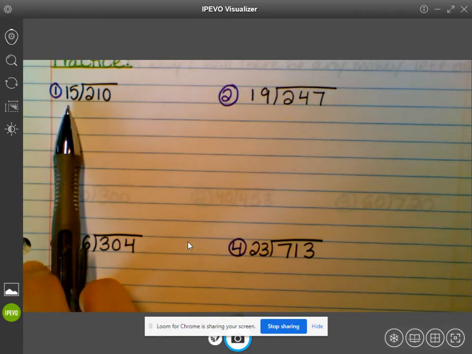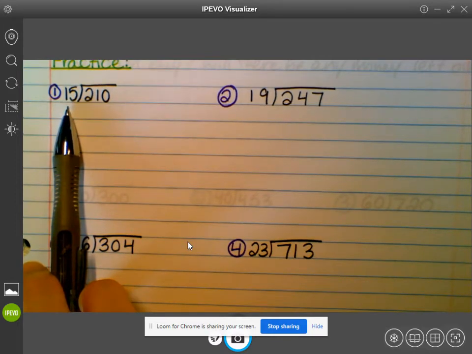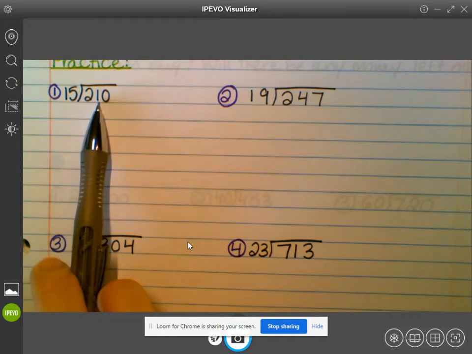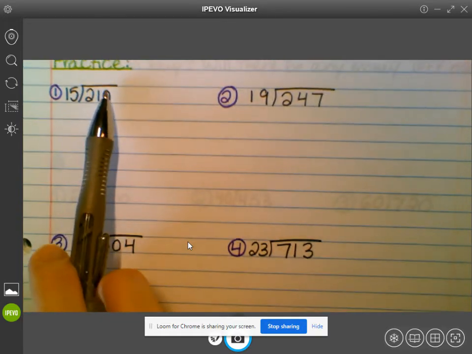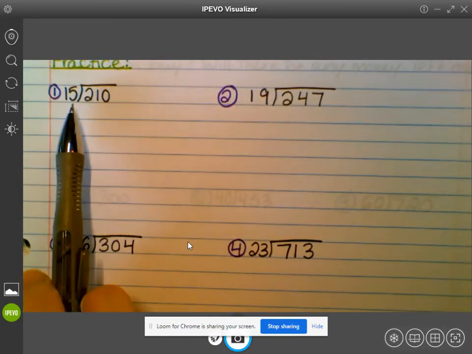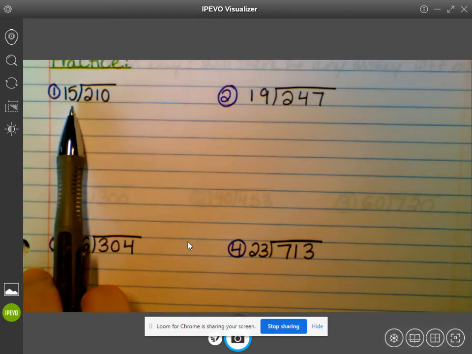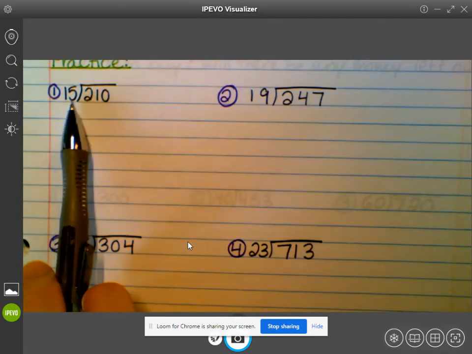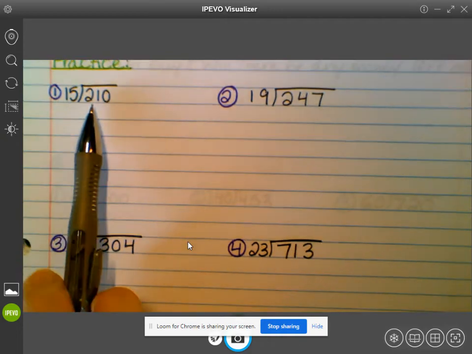It is the divisor because it is the one doing the dividing. It's dividing up 210. 210 is the number we're dividing, so that is the dividend. So our divisor is on the outside. I just wanted you to know that term. So we're asking how many times can 15 go into 210?